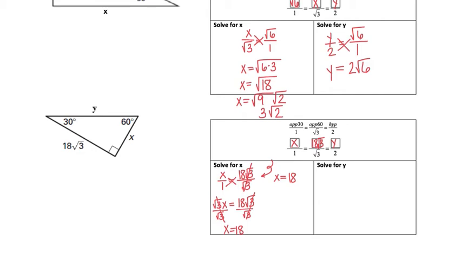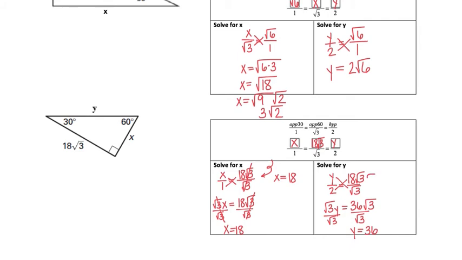Now let's solve for y. So y over 2 equals 18 square root 3 over the square root of 3. So then we'll cross multiply. Square root of 3 times y is square root 3y equals, and then 2 times 18 square root 3. 2 times 18 is 36. Then we have the square root of 3 after that. We'll divide by the square root of 3 on both sides to get y by itself. So y will equal 36.